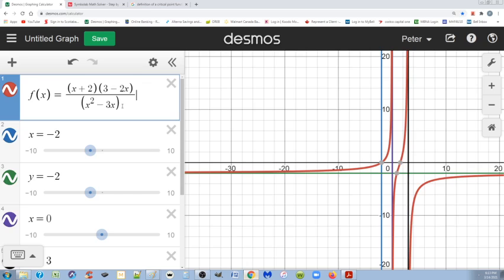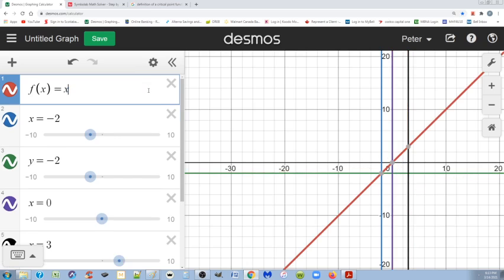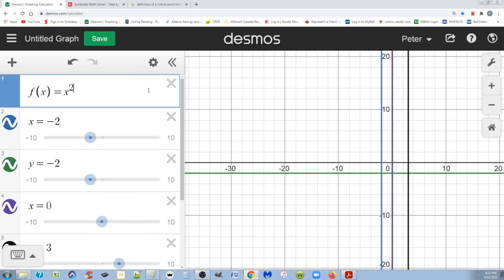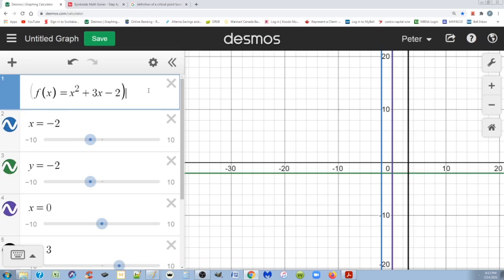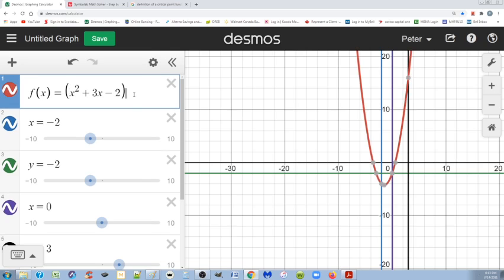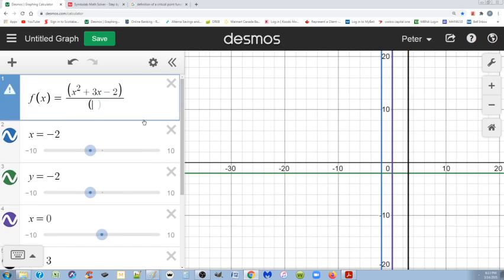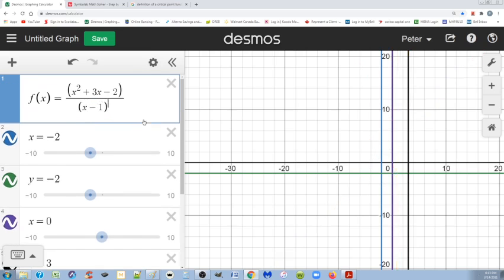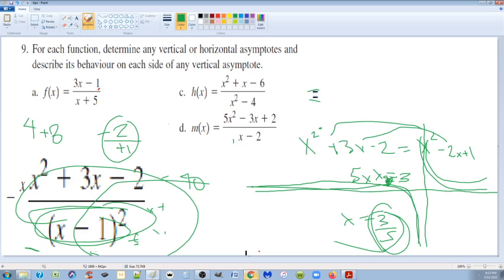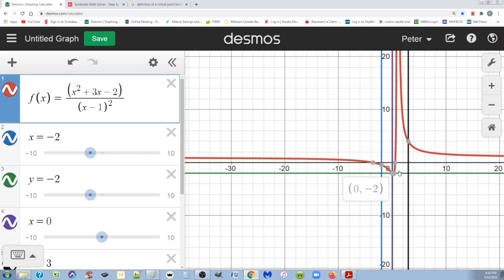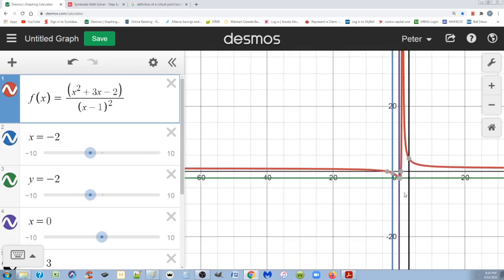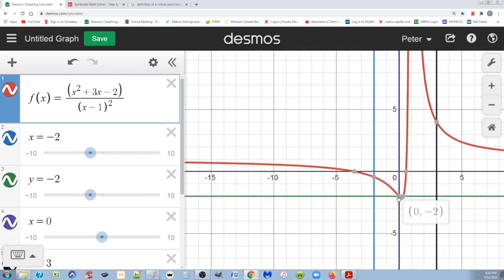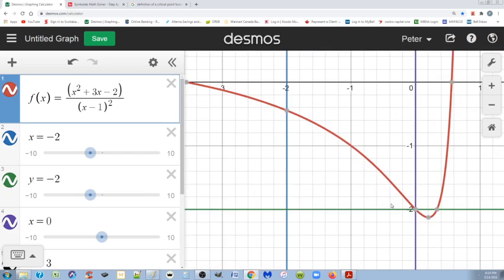X squared plus 3x minus 2, all divided by, was it x minus 1 squared? Let's have a look. It was x minus 1 squared, x squared plus 3x minus 2. Oh, okay, that's why I can't figure it out. So it required a lot more analysis.